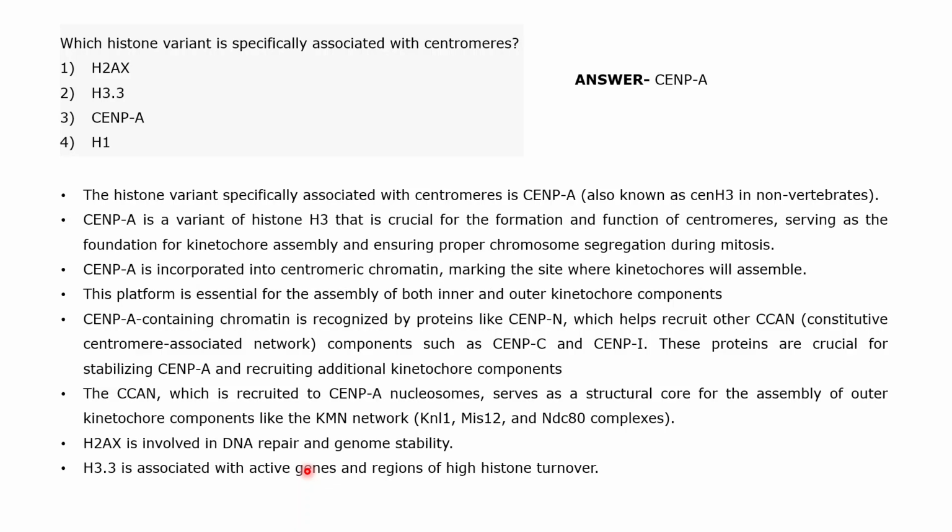Whenever an active gene is present there, in order to make it active, the histone should be absent at a particular point of time, for the majority of the time. That's why H3.3 is associated with regions having high histone turnover. So yeah, this is about CENP-A, the histone variant of H3. I hope I am clear. Does anyone have any doubt?